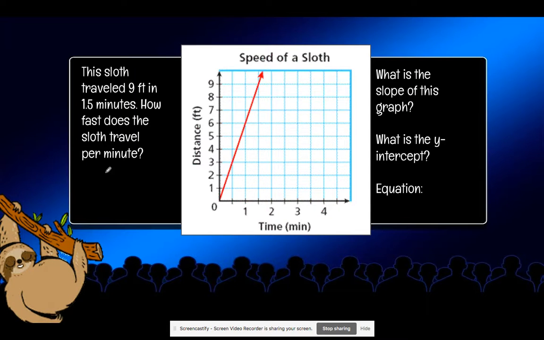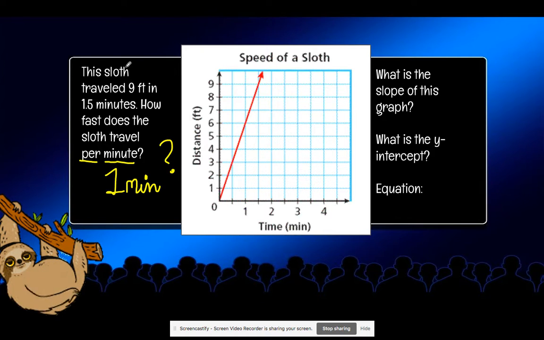Hey guys, so this is the tutorial on how to find the unit rate in a graph from a word problem. So this sloth traveled 9 feet in 1.5 minutes. How fast does a sloth travel per minute? The key word here that tells us what to do is that per minute phrase, okay? Per minute means for every 1 minute, okay? So for every 1 minute, how much did this sloth travel?